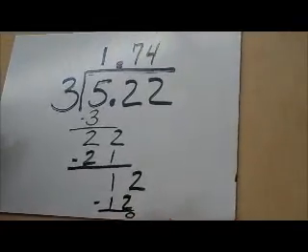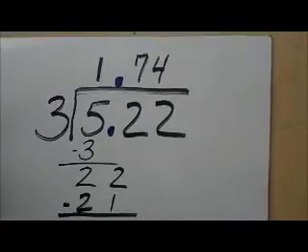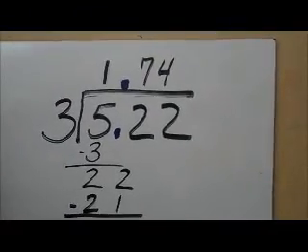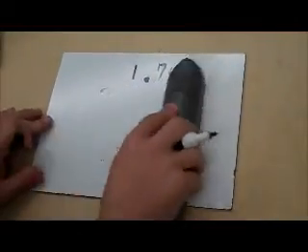So 5 and 22 hundredths divided by 3, the quotient will be 1 and 74 hundredths. So that is the first type. Here's the second type that we will run into.